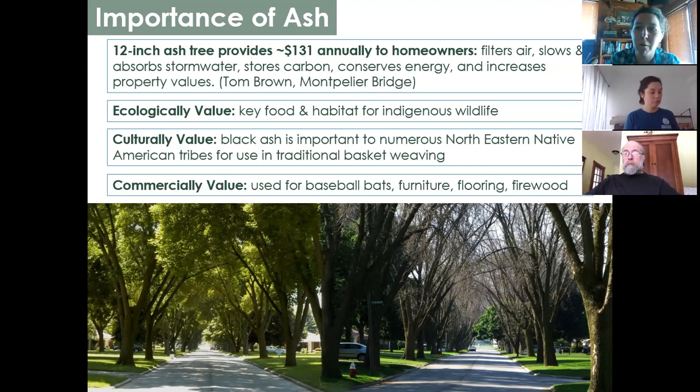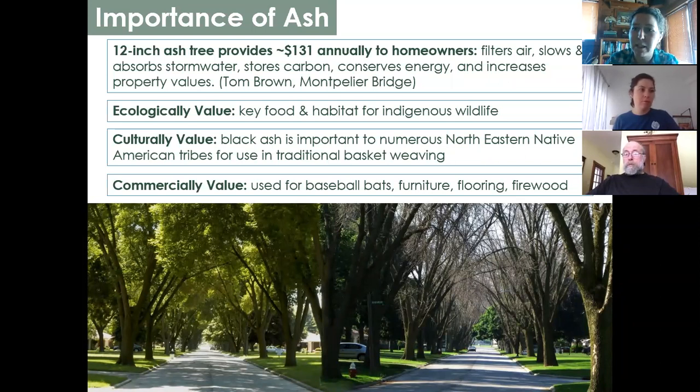And I have one example for each, but this is far from inclusive below. So ash trees are ecologically valued. They provide key food and habitat for our wildlife. They're culturally valuable. Black ash in particular is important to numerous Native American tribes that use them for their basket making. And they're also commercially valuable. Wooden baseball bats are almost exclusively made of ash wood because the wood is so strong and flexible. Ash is also used for furniture, flooring, and firewood.